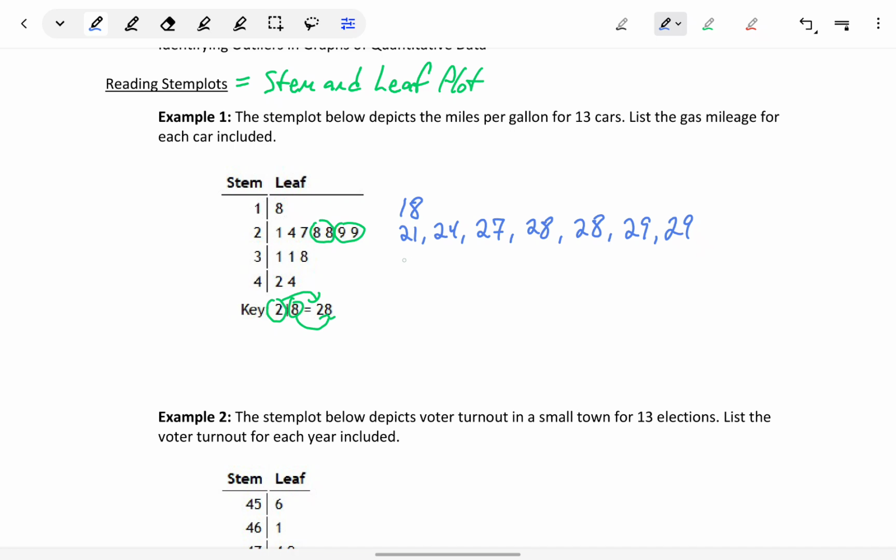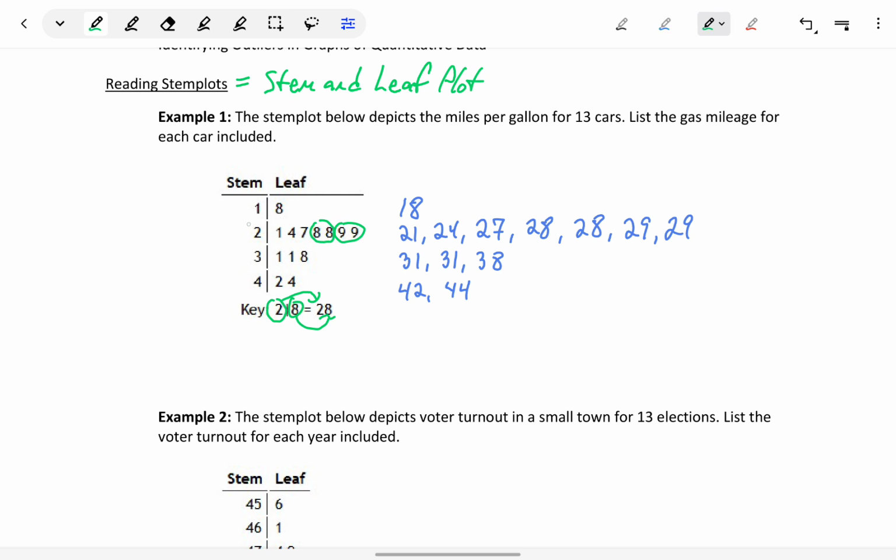Then moving on to the third row, our first data value here would be 31. 31 miles per gallon occurred for another car, and 38. And then in the last row we have 42 and 44. So we can see how we can translate back and forth between that stem plot and the list of actual data values. This is, again, just one method for visualizing that information.